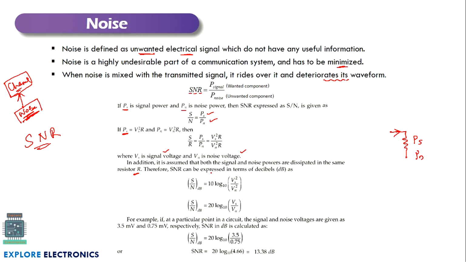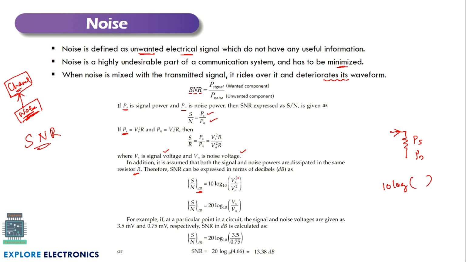and signal to noise ratio can be expressed in decibels. When expressed in decibels, if it is a power, we need to take 10 log of that power ratio. So here signal to noise ratio in dB is 10 log to the base 10 of Vs squared divided by Vn squared.